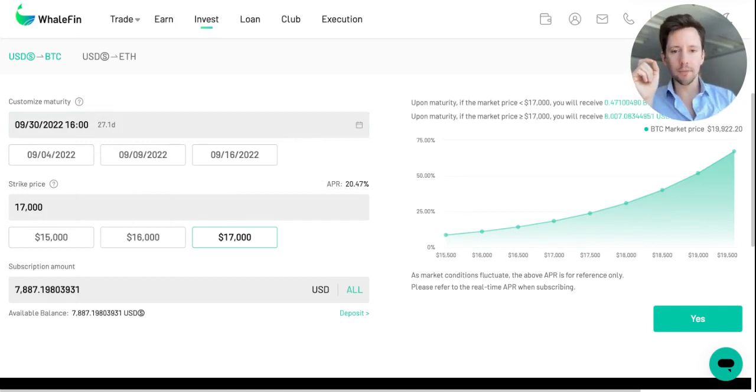What happens here is that you're being shown an APR. Why are you being shown an APR? Because you're taking a market view of not just the price level, but also of a certain timeline. So you've chosen the maturity, let's say 27 days out. You're going to be locked into that contract for a month, at that 17,000 strike price, and you're being rewarded for taking that market view.